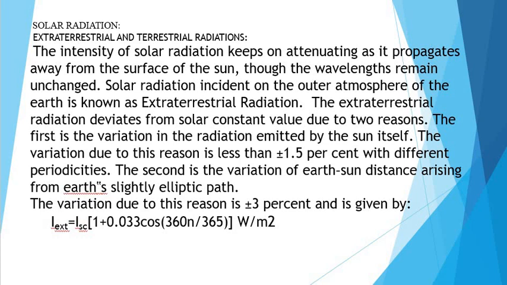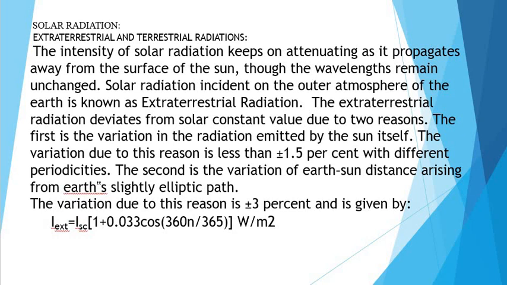The first variation is the radiation emitted by the sun itself. The variation due to this reason is less than plus or minus 1.5% with different periodicities. The second variation is the Earth-Sun distance arising from Earth's slightly elliptical path.